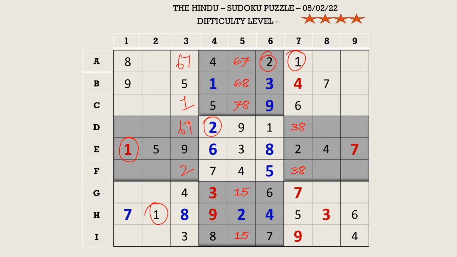Now in A row there are 3 empty cells and the missing numbers are 3, 5 and 9. In the first block there is a 5 and 9 blocking. So A2 takes 3 and the rest of the 2 cells, that is A8 and A9, take the 5, 9 pair.